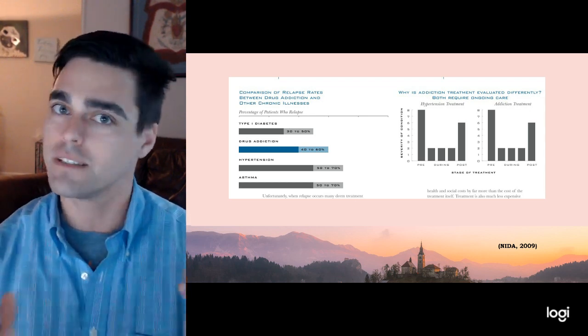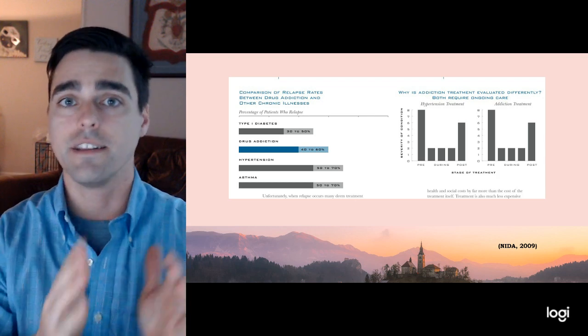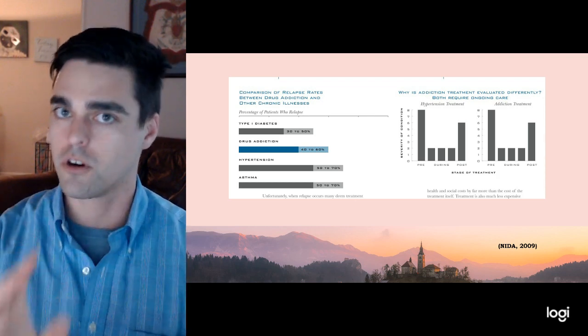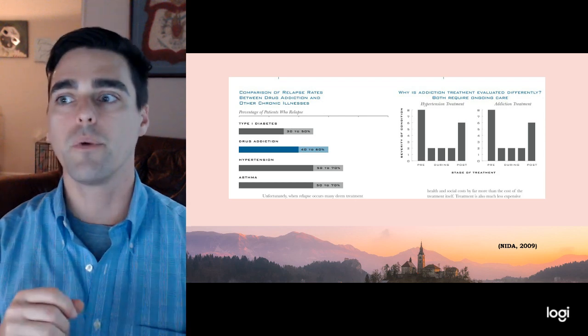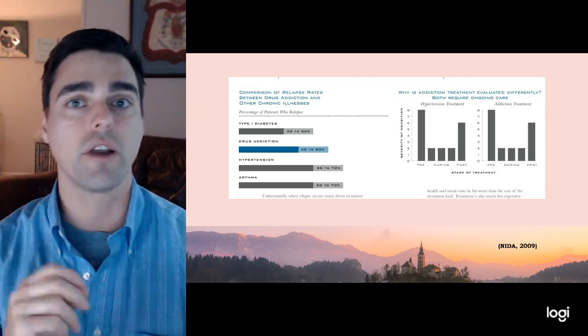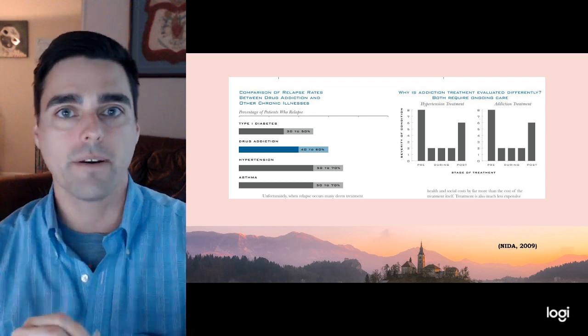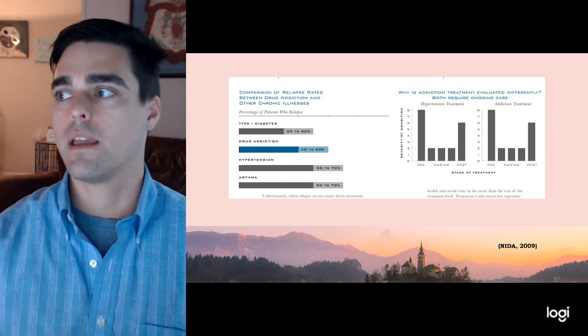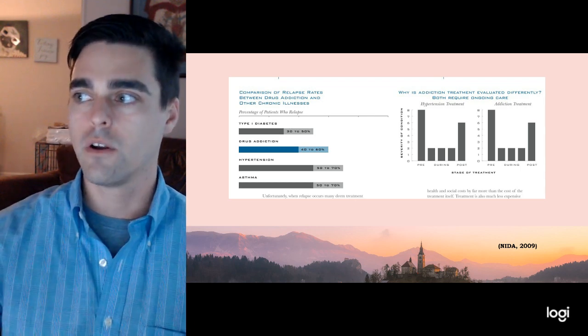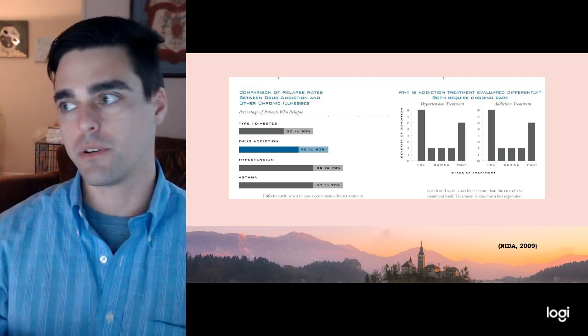Now, relapse in this case, when we're talking about a disease state, in addiction it means return to use, and we're going to talk more about what relapse means and different definitions of relapse. But with things like diabetes or hypertension or asthma, what it's talking about is how powerful the symptoms are. And on the right side here, what you see is what happens when a person experiences treatment.